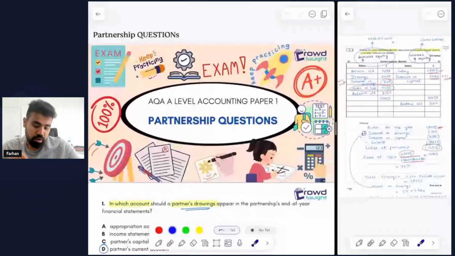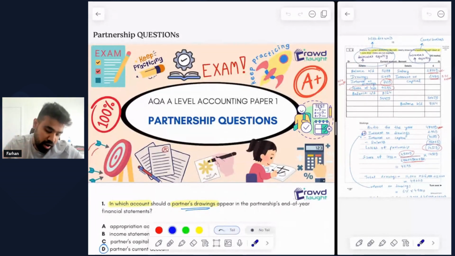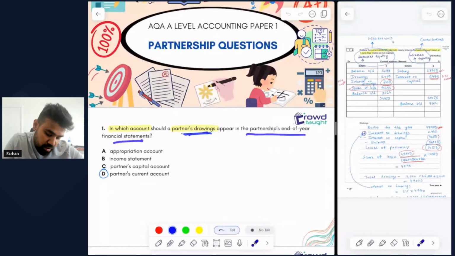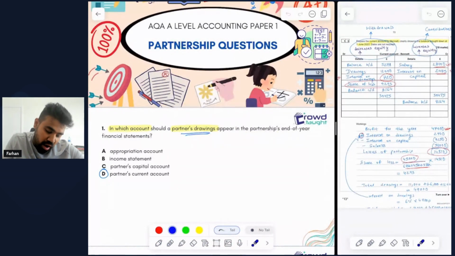Now that we have solved question number 13 from the past exam paper, let's look into the multiple choice questions for partnership that we're going to practice today. So starting with the first question here. In which account should a partner's drawings appear in the partnership's end of year financial statements? All right. So we have just prepared a current account a while ago for Bennett, and you have clearly seen that within the current account, we have included drawings on the debit side. So the question asking us to answer where the partner's drawings will be included, the correct option to select easily in this case would be option D, which is the partner's current account.